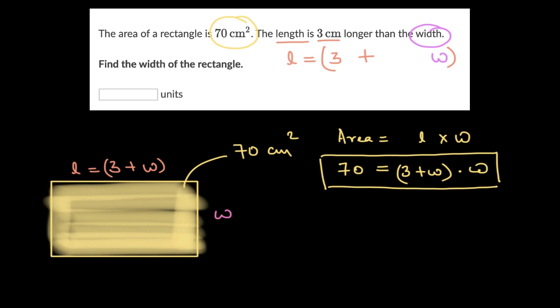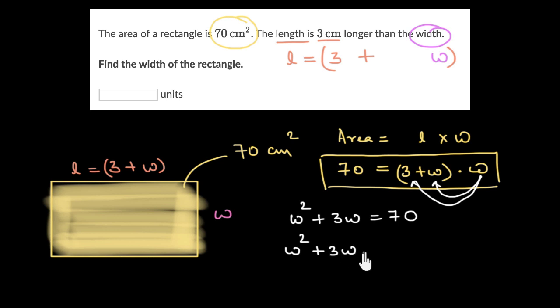So first of all, let us distribute this w on this 3 plus w. So w times w would give us w square. w times 3 would be equal to 3w. So plus 3w, and this is equal to 70. Now let's put all the terms on the same side of the equation, and in order to do that, let's subtract 70 from both sides. So this would give us w square plus 3w minus 70, and this is equal to 0. So now we have a neat quadratic equation in w.